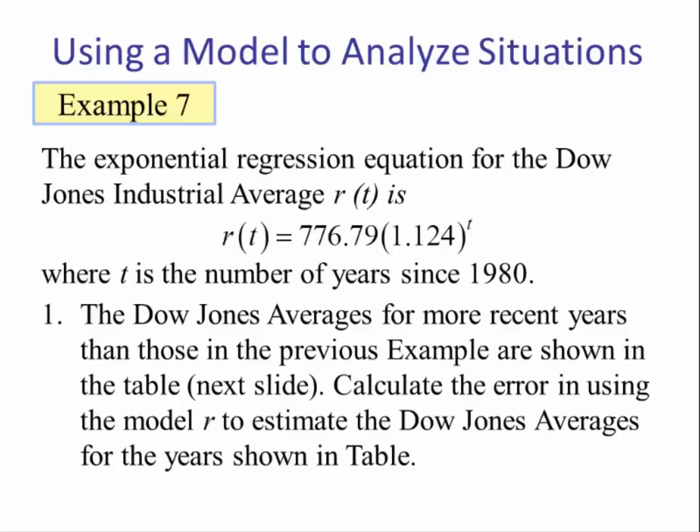Lesson objective. Example 7. The exponential regression equation for the Dow Jones Industrial Average is R of t equals 776.79 times 1.124 to the t power, where t is the number of years since 1980. Number 1. The Dow Jones averages for more recent years than those in the previous example are shown in the table on the next slide. Calculate the error in using the model R to estimate the Dow Jones averages for the years shown in the table.